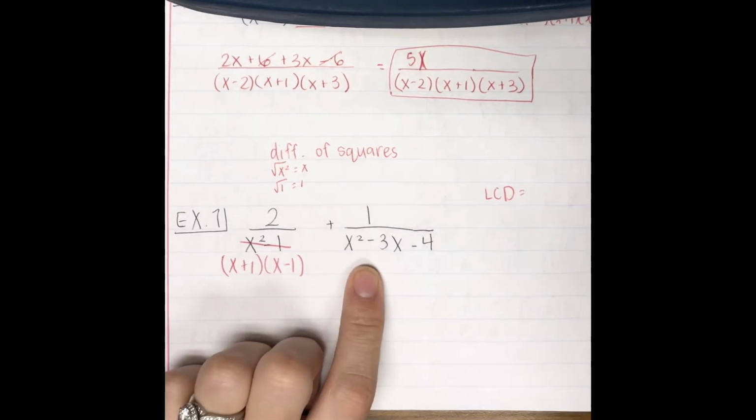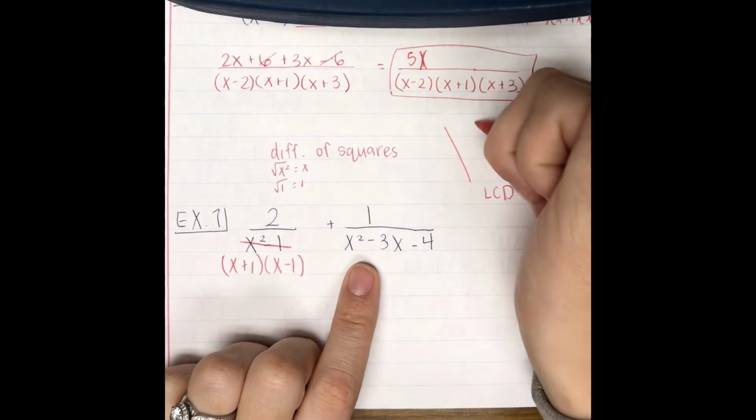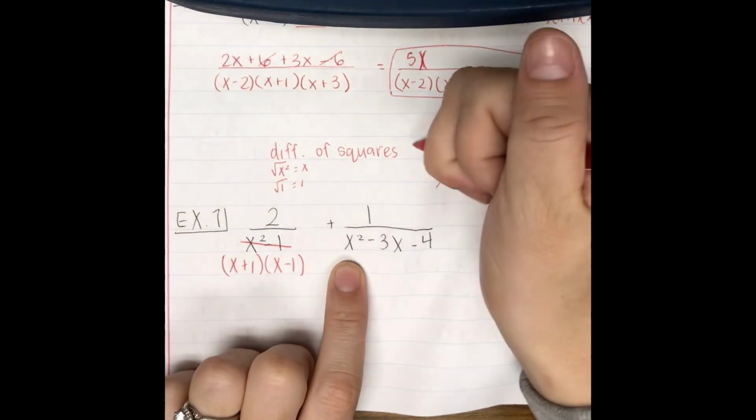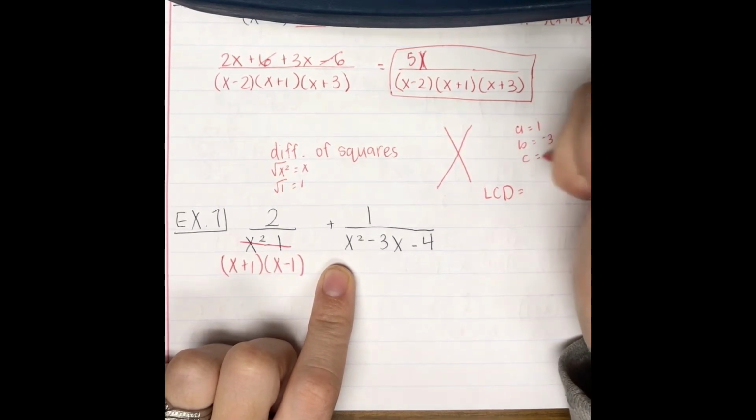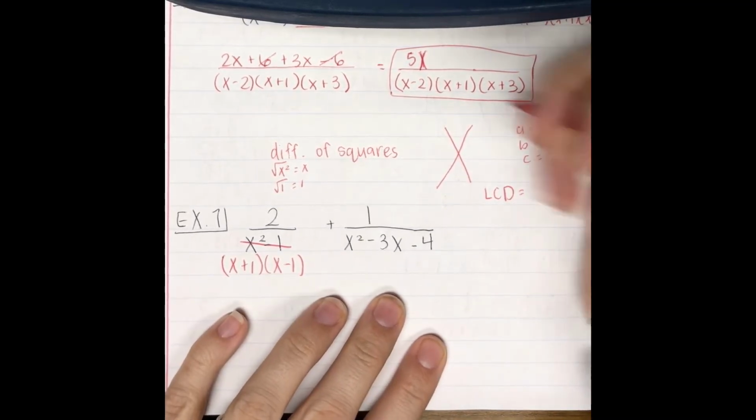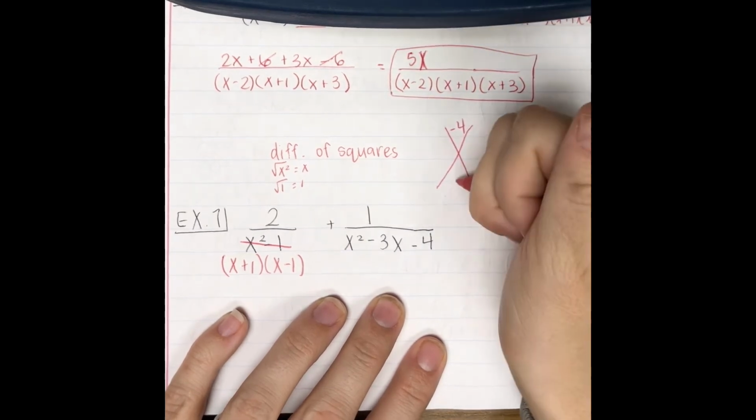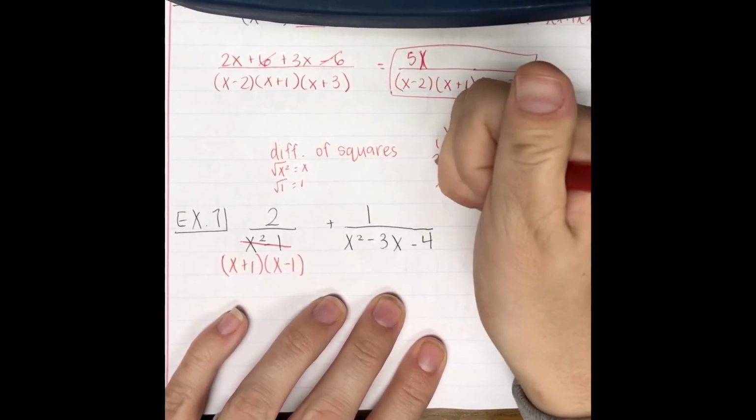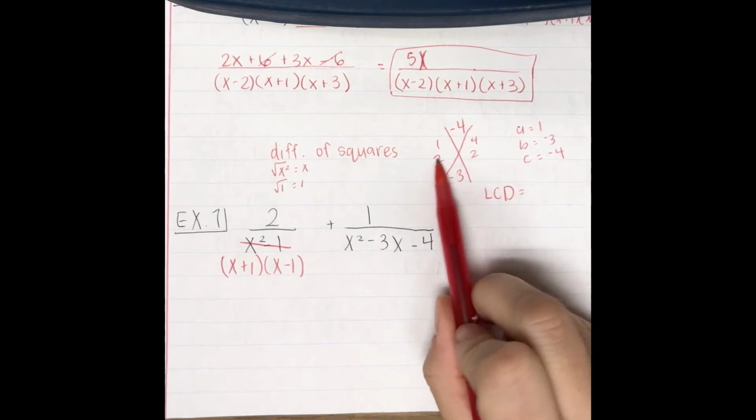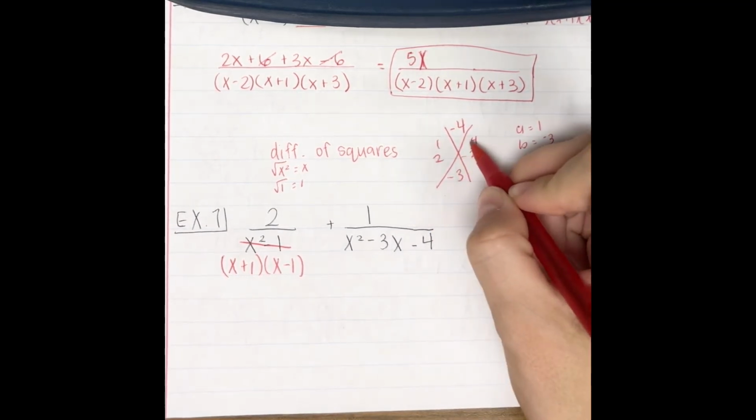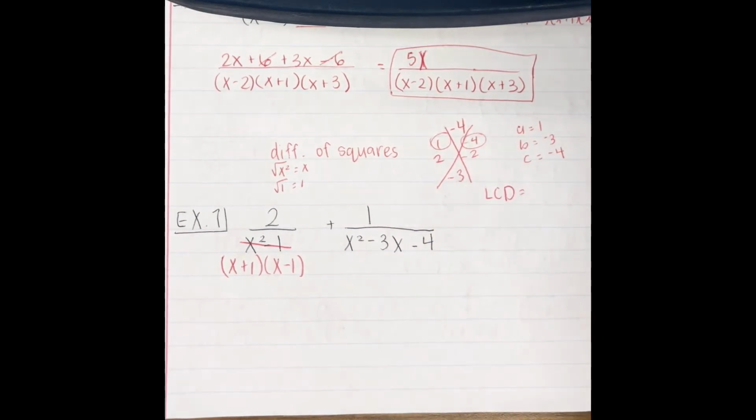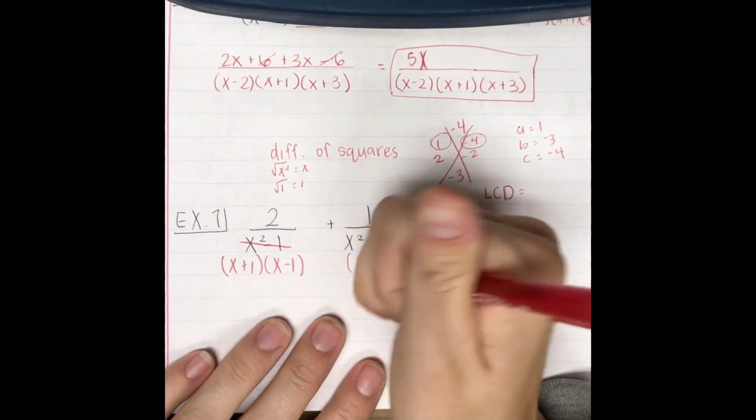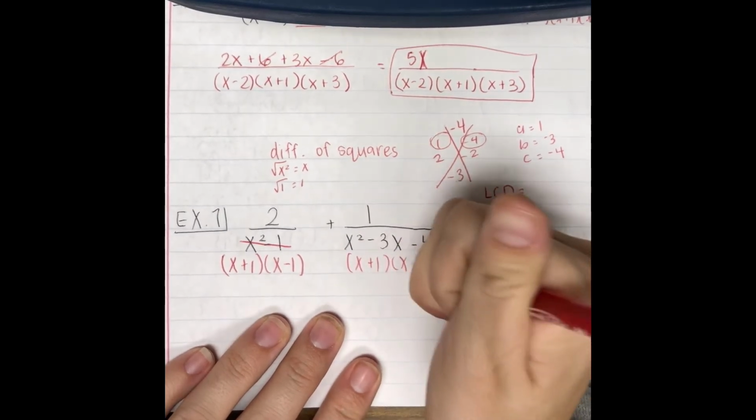Then here, we're going to do our x box. So, a is 1, b is negative 3, c is negative 4. So 1 times negative 4 is negative 4, but b is negative 3. So, in order to add up and be negative, my larger one would need to be negative, and the only ones to add to be negative 3 would be positive 1 and a negative 4. So we're going to have x plus 1 times x minus 4.